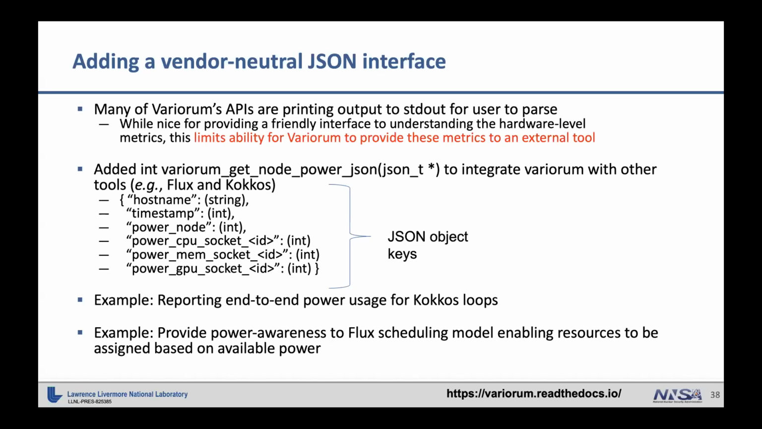Another example for Variorum's integration was to provide power awareness into Flux, which is a scalable and portable resource level manager. And so now with the JSON interface, we can enable Flux to take into account the power usage when deciding how to schedule its resources to different jobs. And again, more details about how this all got implemented will be in Module 2 next week.